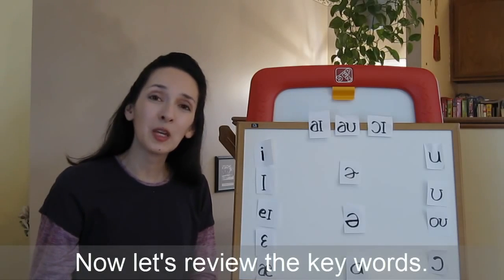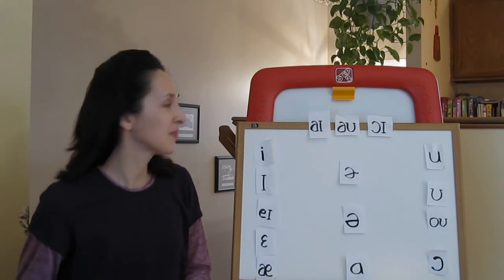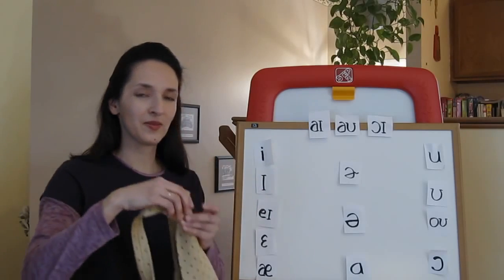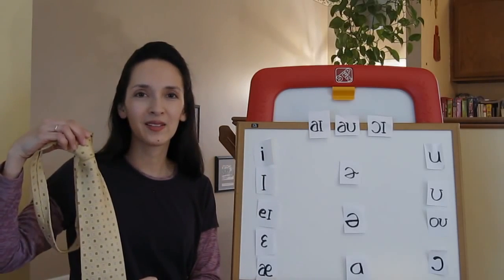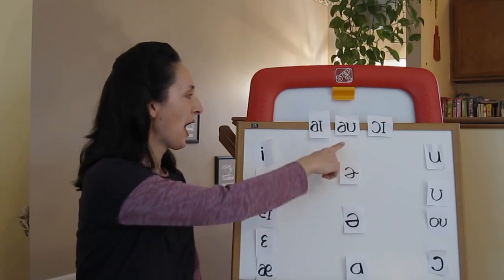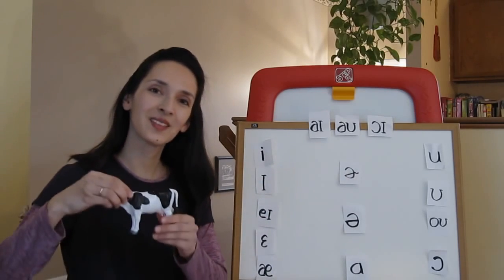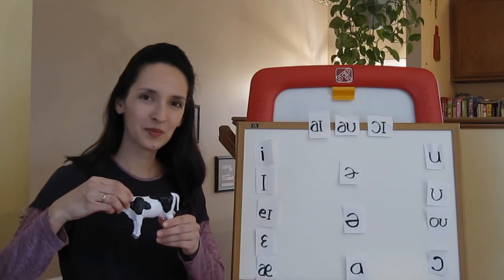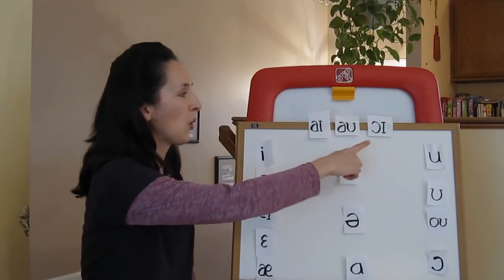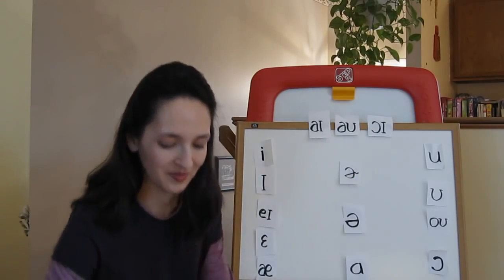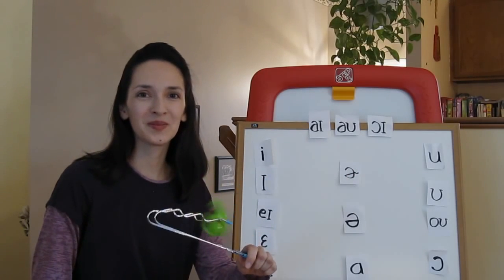Now let's review the key words. I, tie, owl, cow, oi, toy.